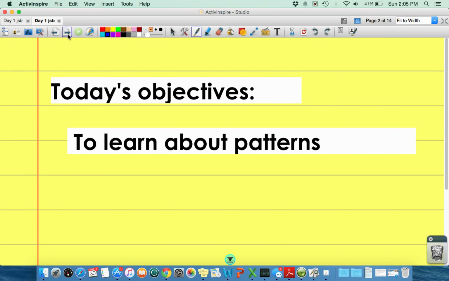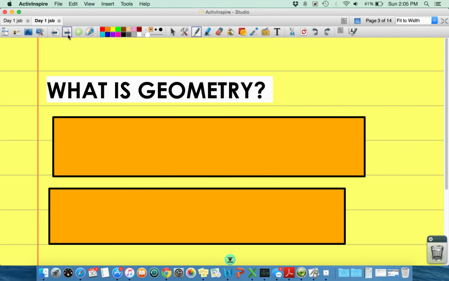Today we're going to learn about patterns and how to figure out what the next terms or pictures in a pattern might be. First, I want to talk a little bit about what geometry is.